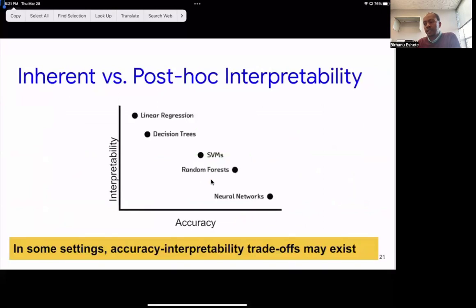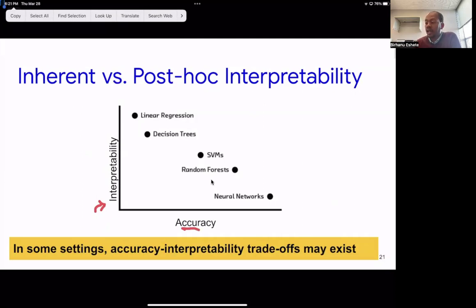When we look at inherent and post-hoc interpretability, in some settings the accuracy-interpretability trade-off is important. For some models, you try to analyze the trade-off between these two requirements, because you want the models to be accurate on the task and also interpretable at the same time, but not all models may satisfy this property.